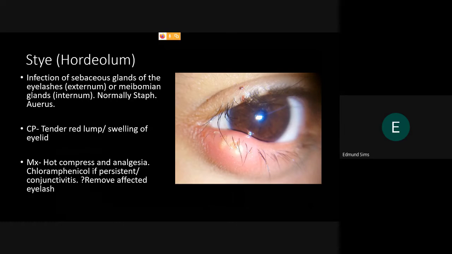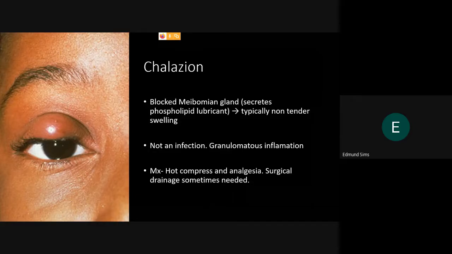Okay, so chalazion. That's a blocked meibomian gland. What the meibomian gland does is it secretes phospholipid to lubricate the eyelid. So typically what happens is these glands will get blocked and you get non-tender swelling of the eyelid. It's not an infection, but because you've got the phospholipids milling around, you get a granulomatous inflammation.